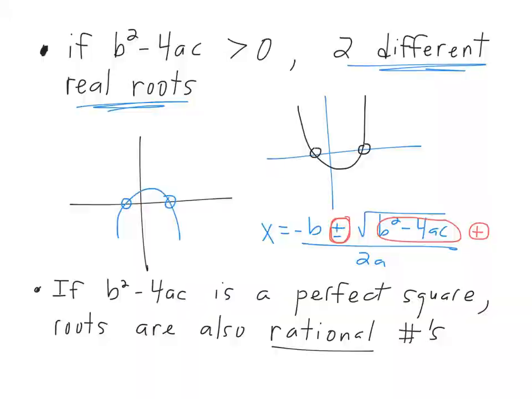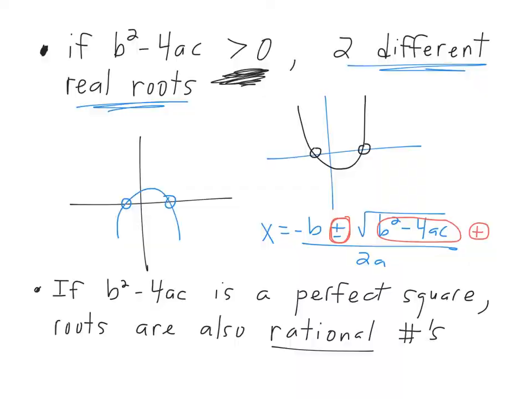Alright, so if our discriminant is a perfect square, so we're still talking about a number greater than 0, a perfect square such as 1, 4, 9, 16, 25, 36, 49, so on. If you have a perfect square, then in addition to saying that we have two different real roots, we can also add that we know that the roots are going to be rational numbers, as opposed to irrational numbers. So that means you might get nice clean integers. You might get a clean fraction like 3 over 7. And think about why.